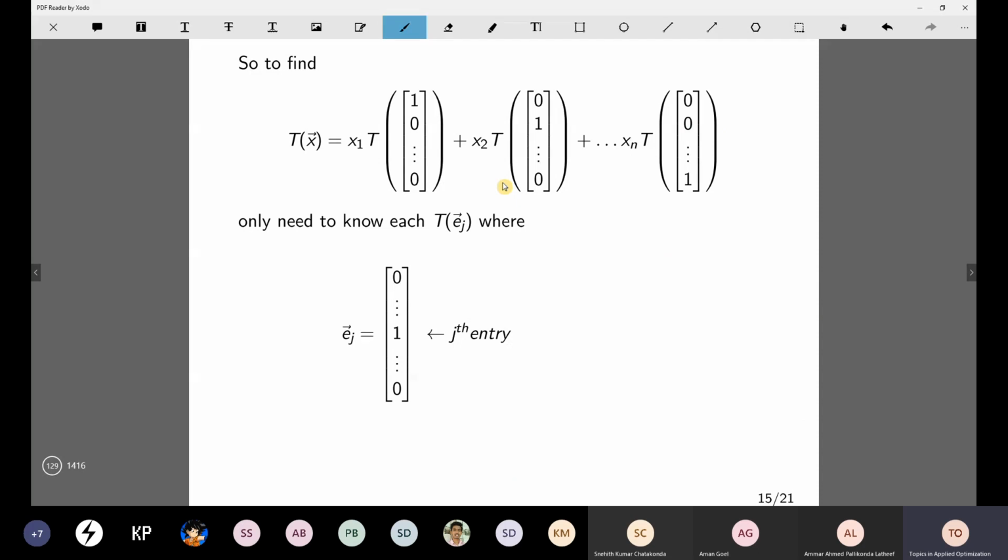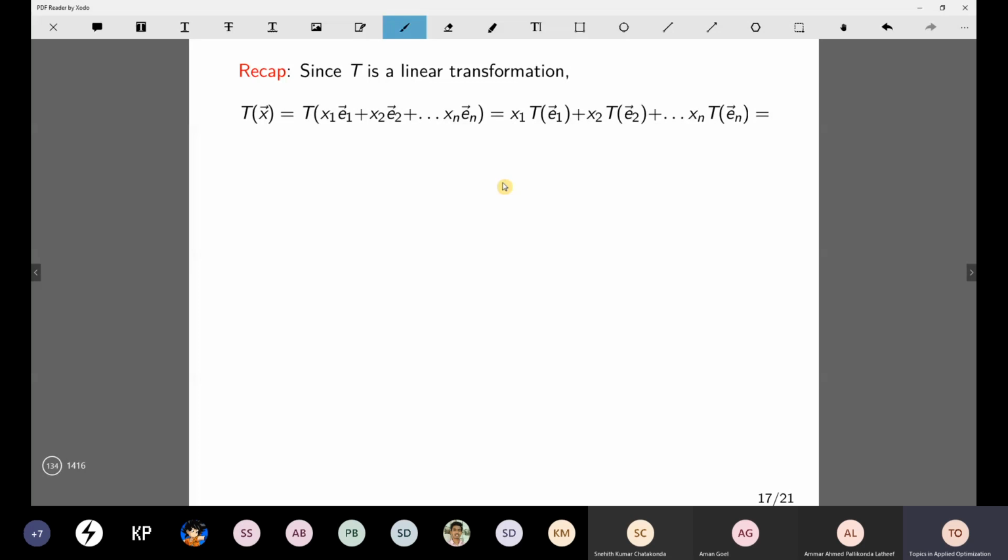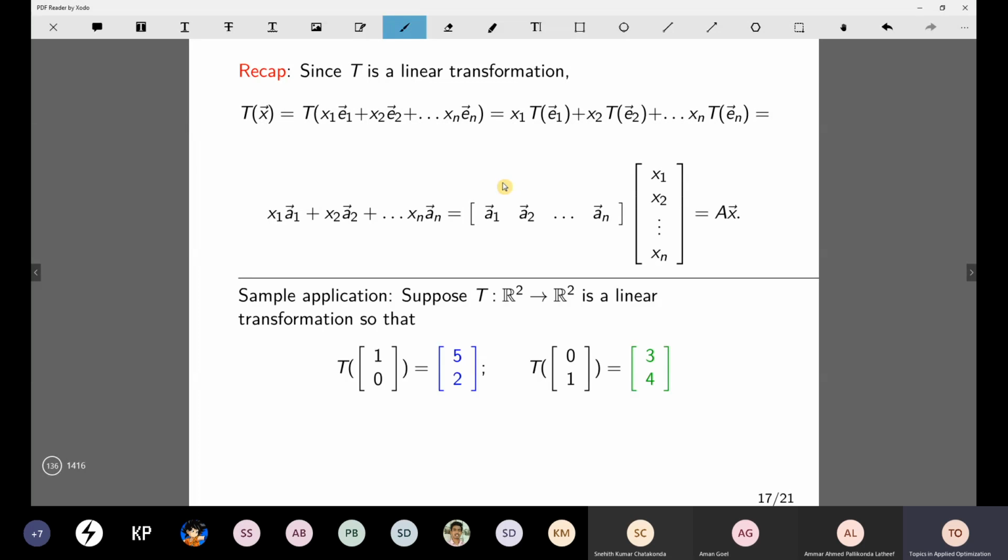So what I said is being written here. Okay, so I'm not going to do this. What I have told you is just explicitly written here. Okay. Suppose T from R2 is a linear transform, so that these things are given to you. Then the matrix of the transform should be trivial from here.